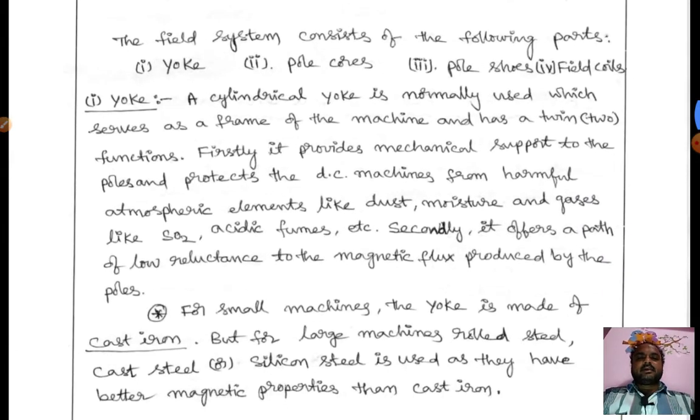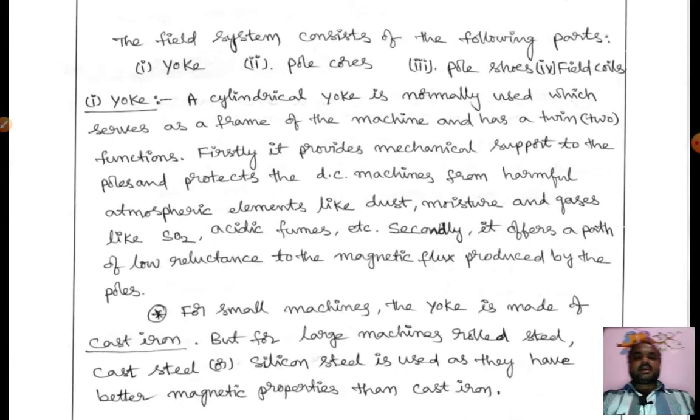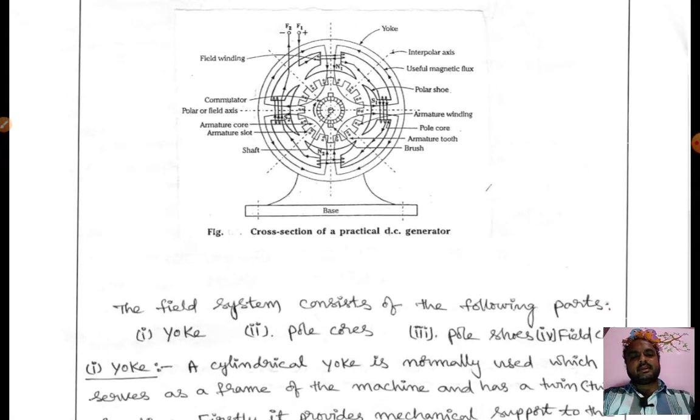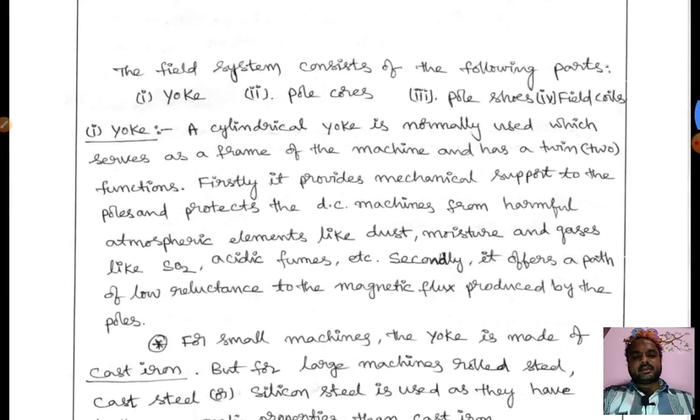Next, the field system consists of the following parts: yoke, pole core, pole shoe, field coils. So what is the function of the yoke? Yoke is normally used as the frame of the machine. See, this outer frame is known as the yoke. You can see in this diagram, the yoke is the outer frame of the DC machine.